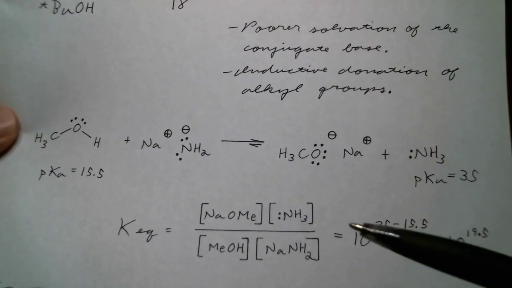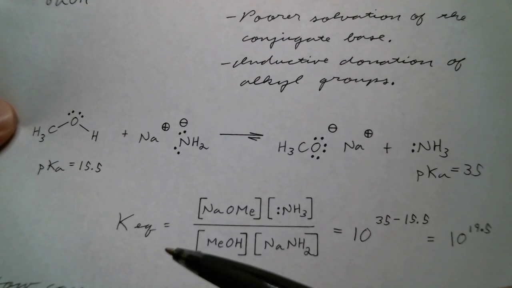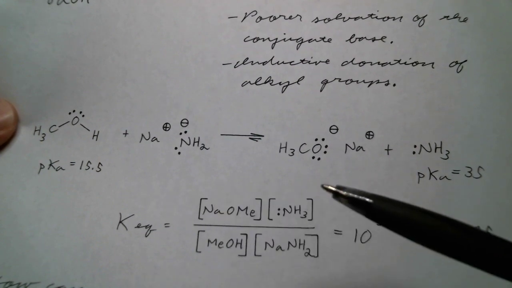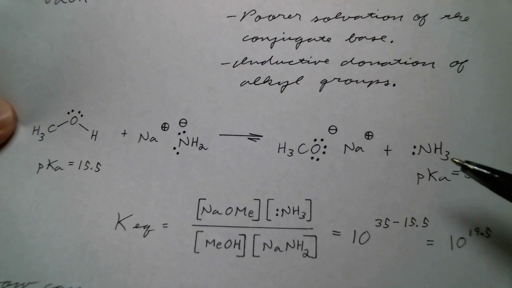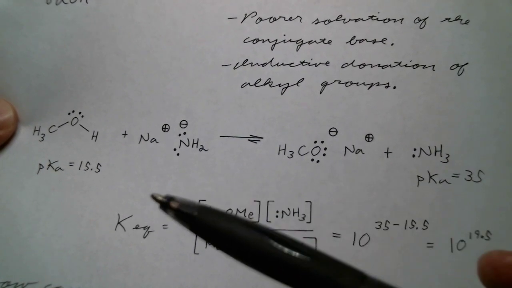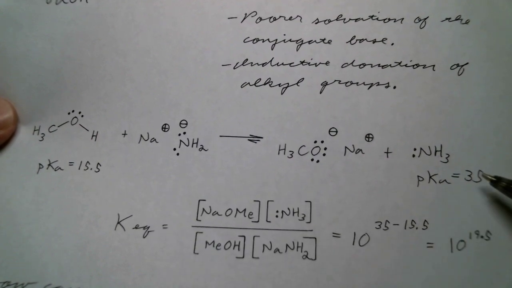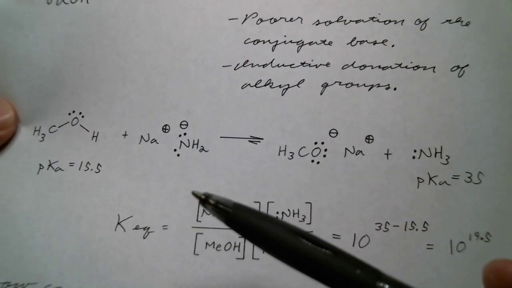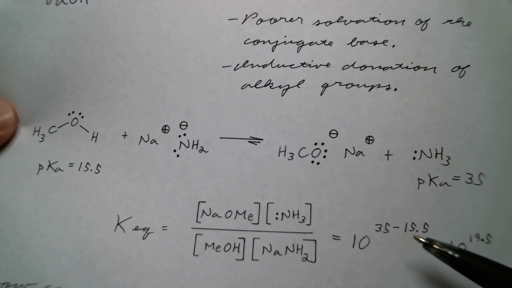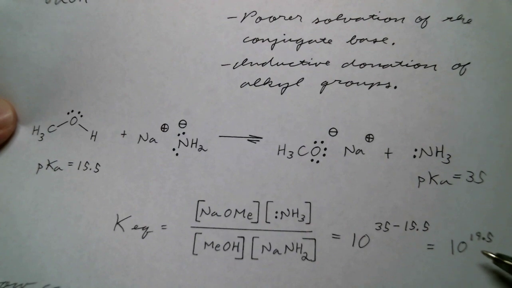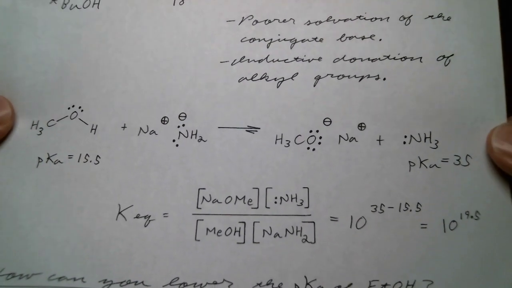pKa of ammonia is 35. We know the pKa of methanol is 15.5. The Keq for this acid-base reaction, you can pretty much summarize that as 10 to the pKa of the conjugate acid minus the pKa of the acid, if you're looking at this reaction going from left to right. So that would be, in this case, 10 to the 35 minus 15.5, or about 10 to the 20. We put 10 to the 19.5 just to be exact in our math.